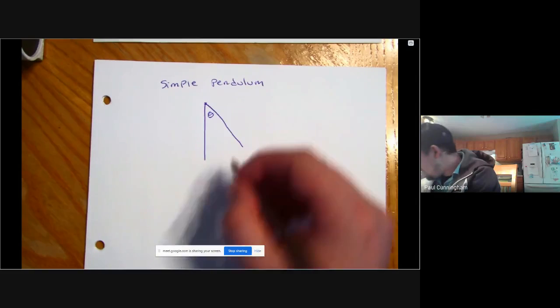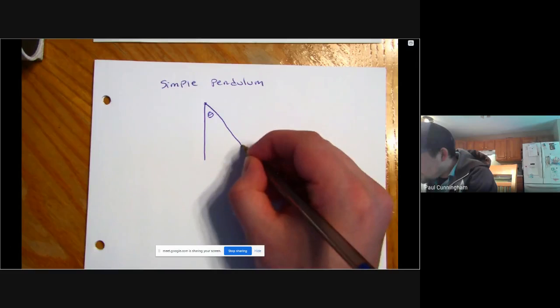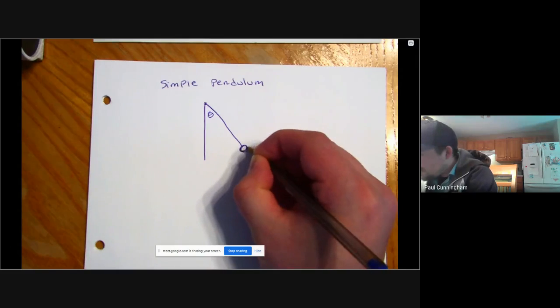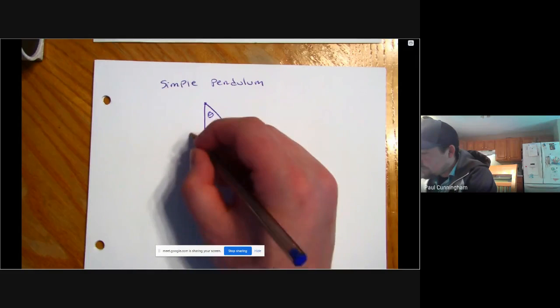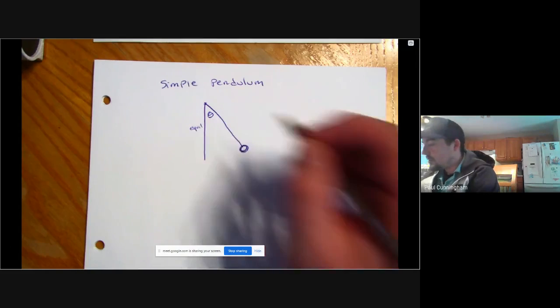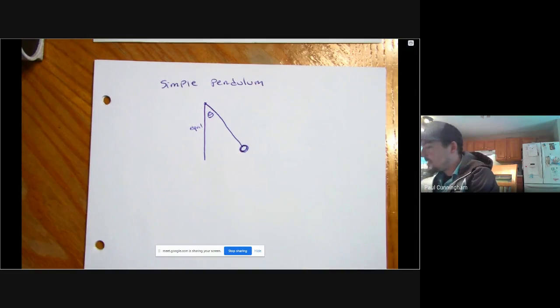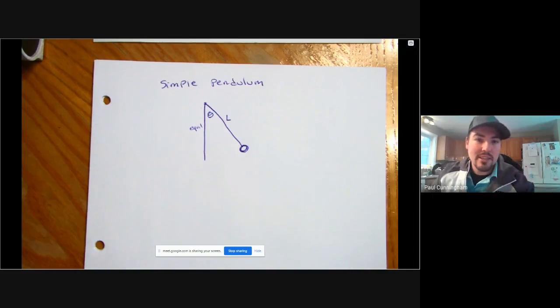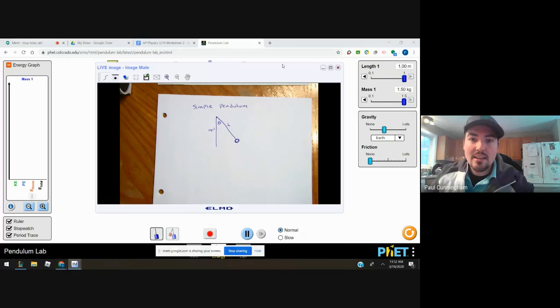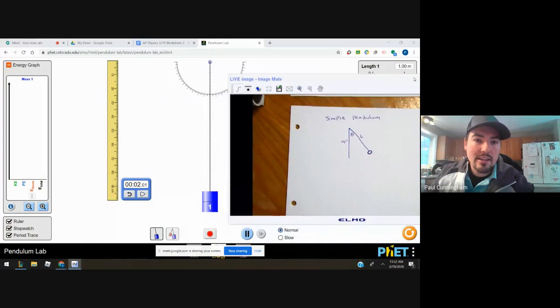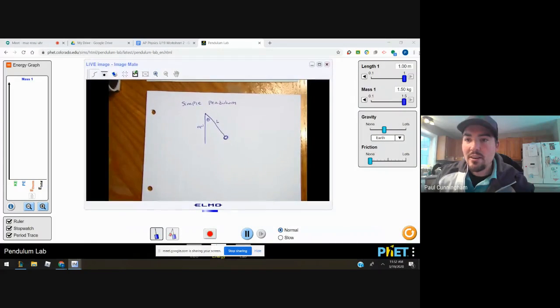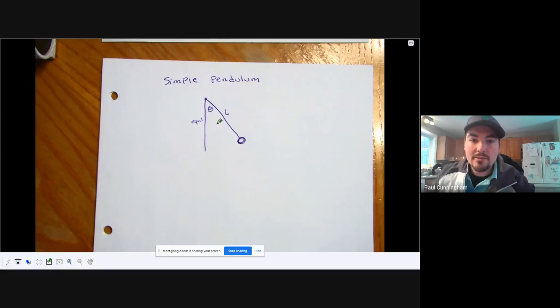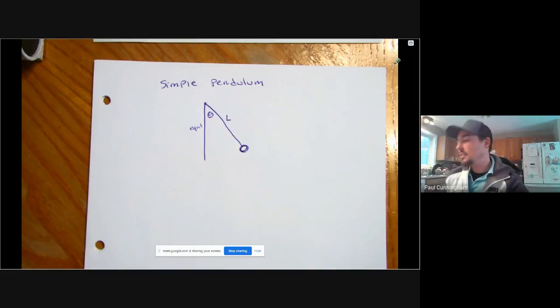So I'm setting up my pendulum here. Let's just throw a ball on the end. This is my equilibrium line. All right. And let's talk about the different things going on here. We got L as the length of the string there. When I was looking at the simulation, I had given it a length of 1 meter. We saw that right up in this corner. So here that's that L. It's just the length of the string.